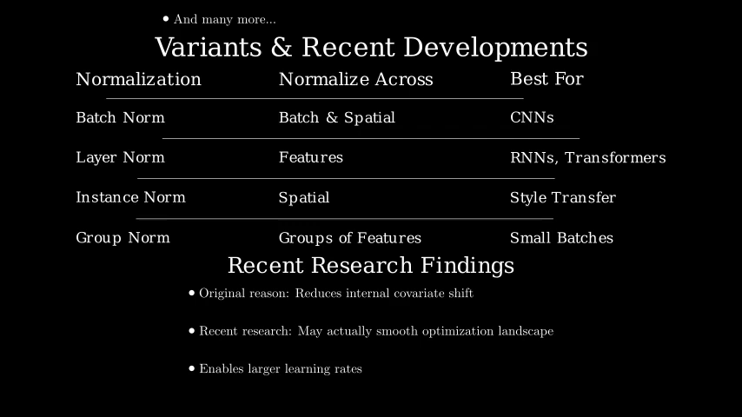Its stabilizing effect on training has made it a standard component in most modern neural network architectures, and understanding how it works is essential for any deep learning practitioner. While newer normalization techniques have been developed for specific applications, batch normalization remains the go-to choice for many computer vision tasks and general deep learning applications.